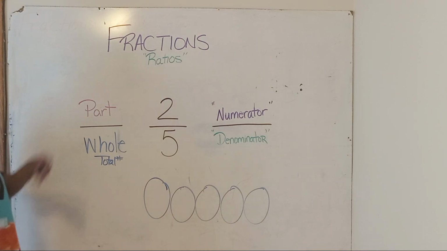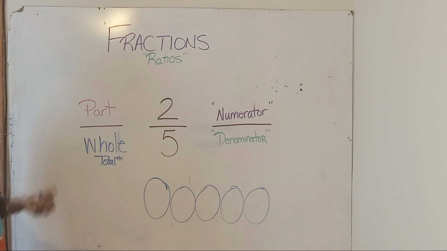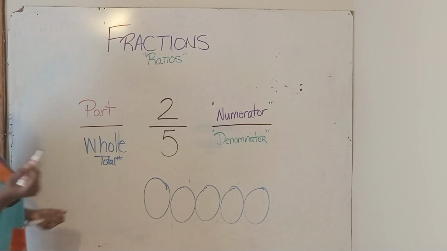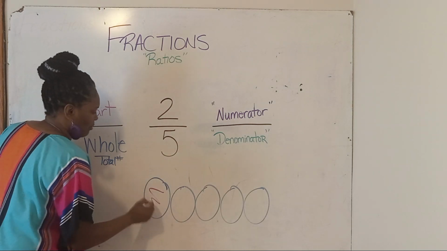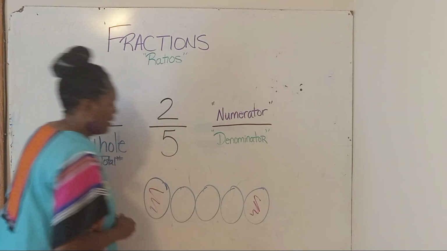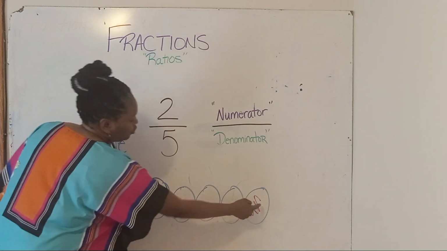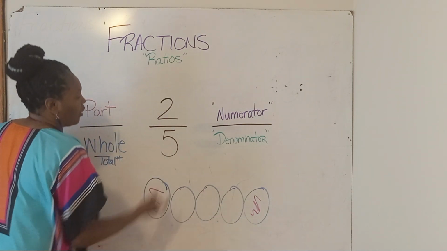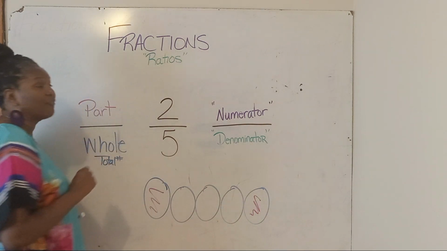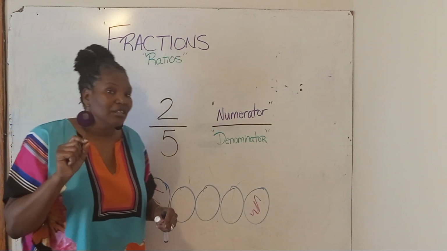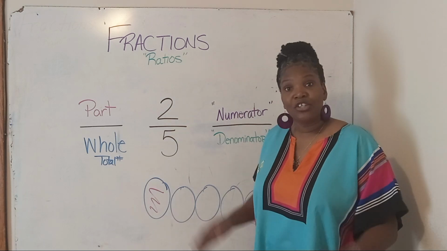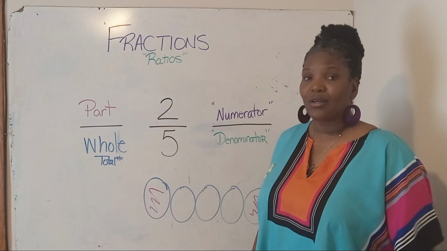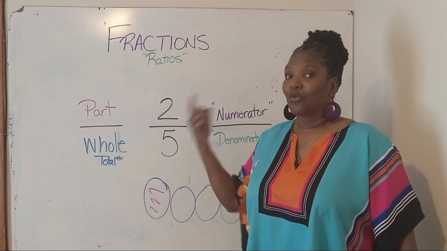Then we look at the number at the top because that tells us how many we need to color. It tells us our part. How many do we need to color? 2. You can color any 2. I'm going to color this one and I'm going to color that one. And so this is 2/5.